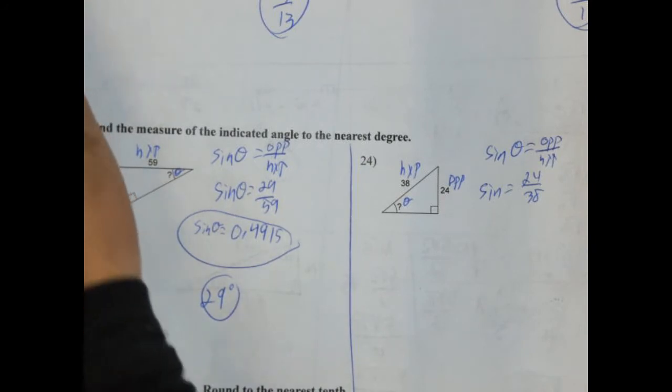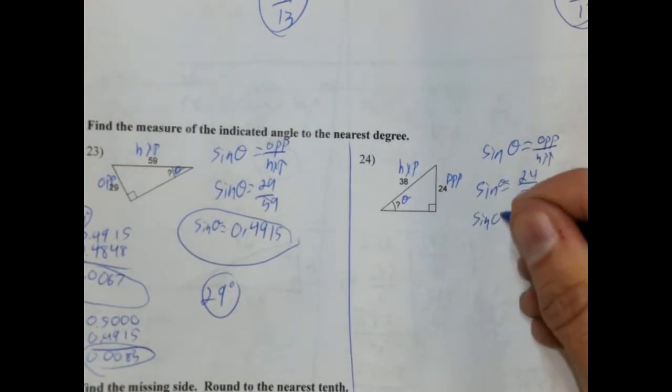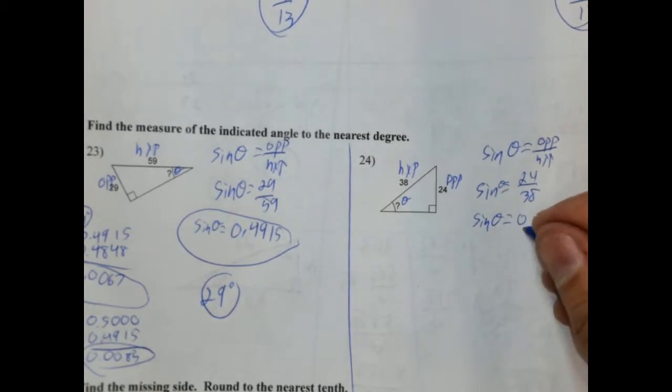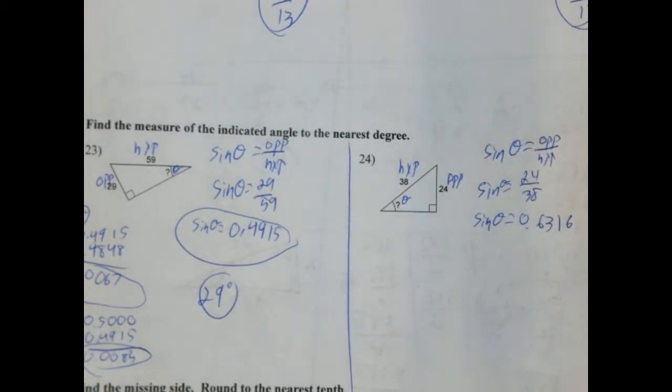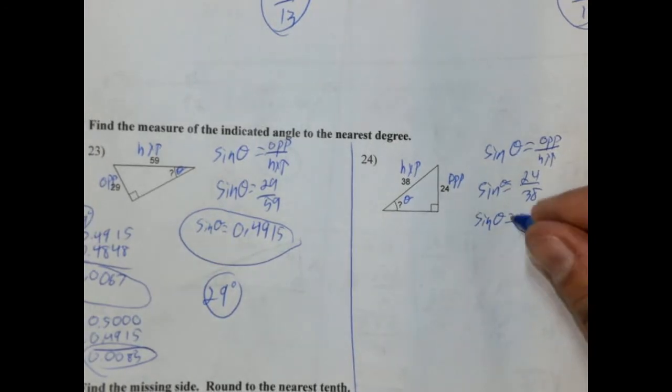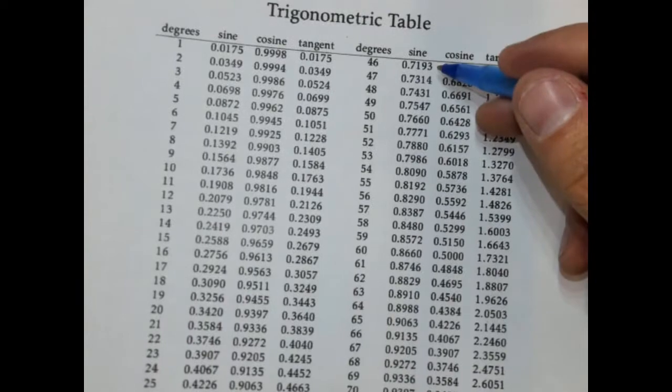24 over 38, so sine of theta is going to be 0.631. Now this is a 5, but there's a 7 to the right of it, so I'm going to round that to 6. Okay, for our place values. I don't think it'll matter, but we have to do that anyway. So let's find out where this is in the sine column. Again, that's our first column.